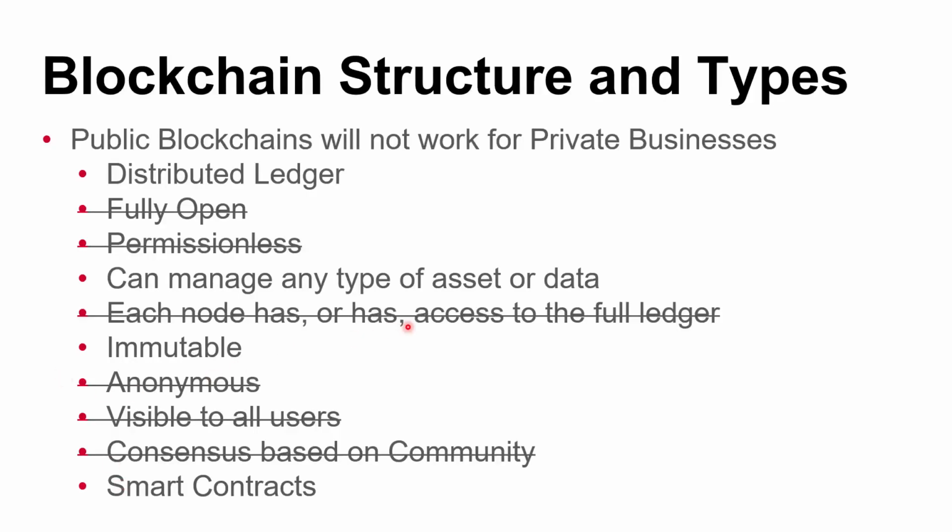However, for the enterprise, for private businesses, not all of these properties are necessarily desirable. So a business doesn't want fully open, for the most part. A business does not want permissionless. Each node has full access to the ledger, that may or may not be desirable for a business. Anonymity may not be desirable. Visible to all users may not be desirable. And consensus on the community may not be desirable.